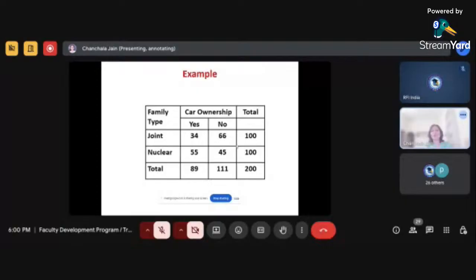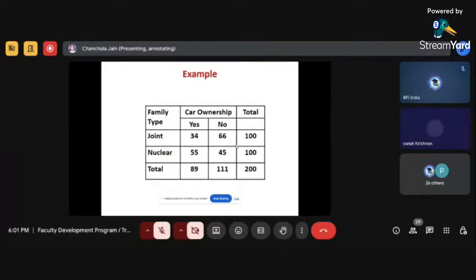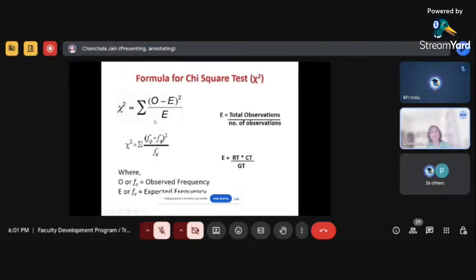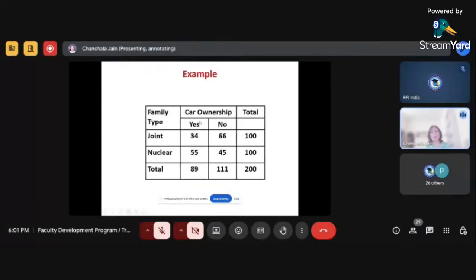I hope the table slide is visible, right? Yes. Here you can see this is the contingency table. As I told you, when you have two categorical variables, one variable you take in a row, and one variable you take in a column. Here the column variable is car ownership and the row variable is family type. In car ownership, I have two categories, yes and no. In family type, I have two categories, joint family and nuclear family.